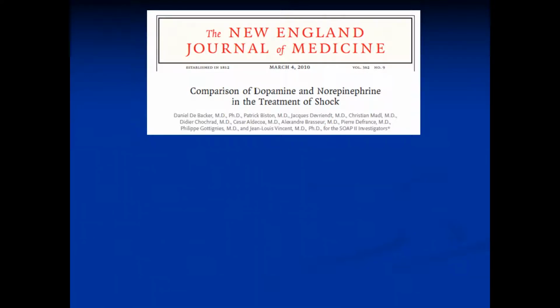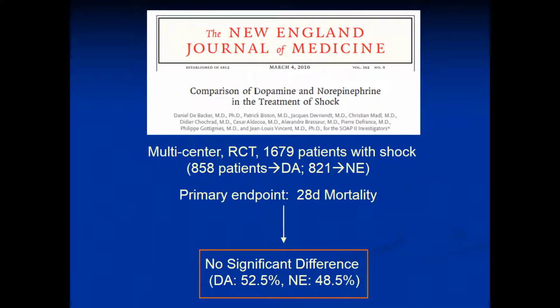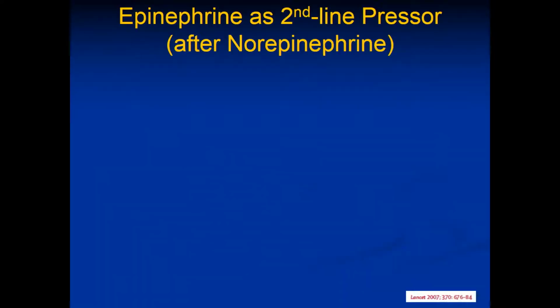So norepinephrine really has emerged as the pressor of choice, in part because of this study that came out in 2010, which was looking at dopamine and norepinephrine in the treatment of shock. And this was all types of shock. They looked at about 1,600 patients, and there was no difference in the 28-day mortality. What was interesting in the subgroup analysis that was undertaken, dopamine showed an increased rate of arrhythmias, which is not surprising to those of us who have used dopamine at the bedside. And what was interesting that hasn't really been explained is that there was an increased 28-day mortality in the cardiogenic shock subgroup in those who were on dopamine. Whether that was related to arrhythmias is not entirely clear. But as from this study and for other reasons, dopamine has really been relegated to sort of a niche pressor, as I'll tell you in just a minute.